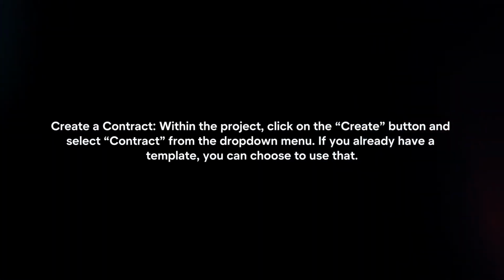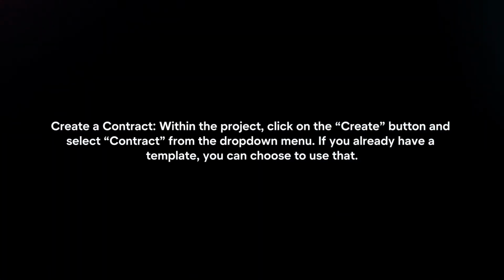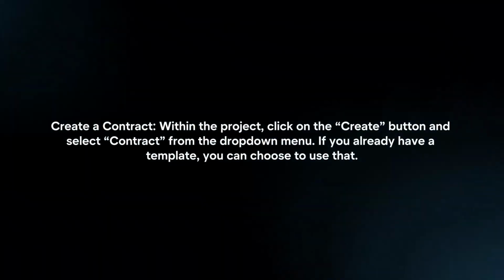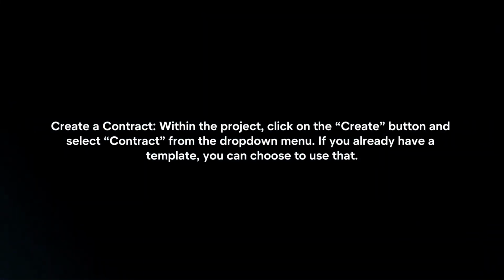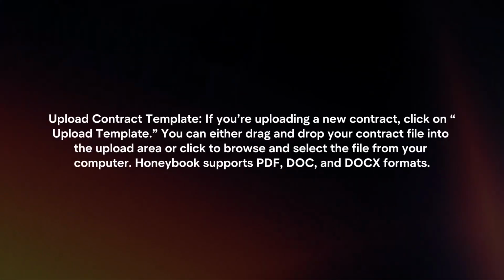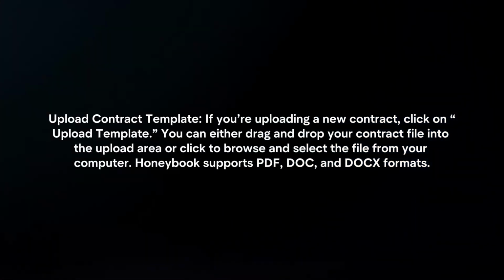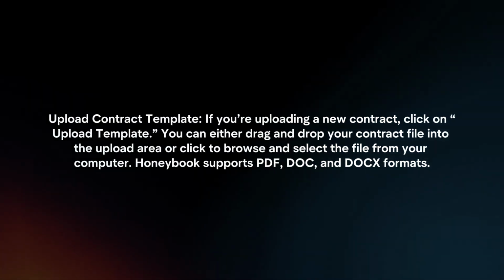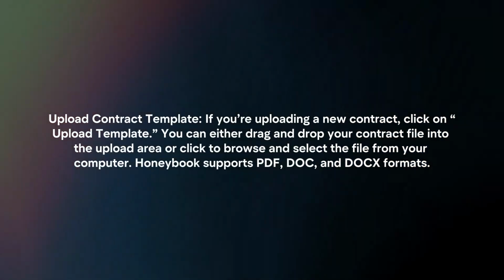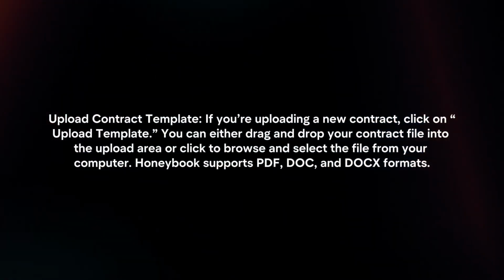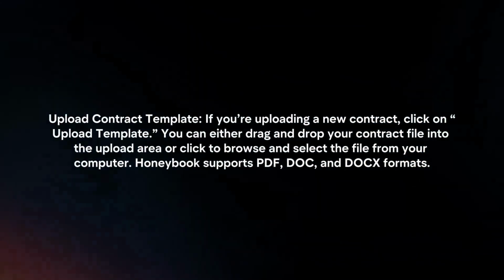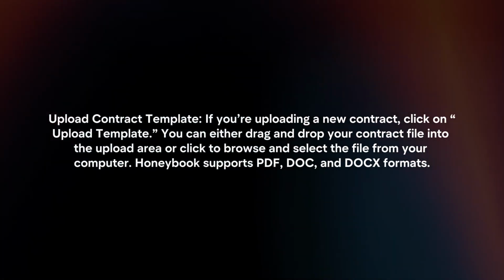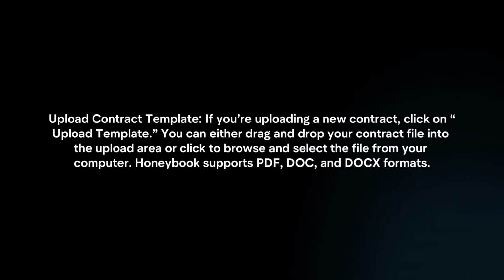Create a contract. Within the project, click on the Create button and select Contract from the drop-down menu. If you already have a template, you can choose to use that. Upload contract template. If you're uploading a new contract, click on Upload template. You can either drag and drop your contract file into the upload area or click to browse and select the file from your computer. HoneyBook supports PDF, doc, and docx formats.